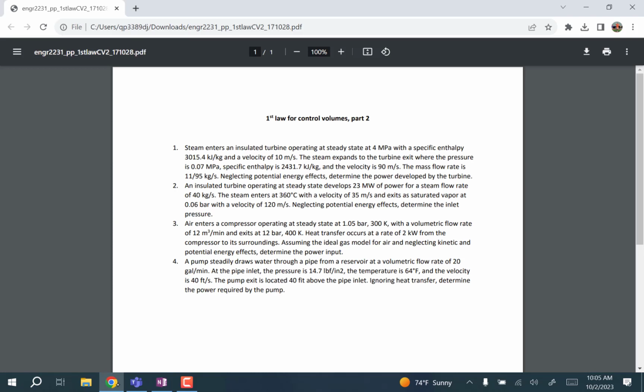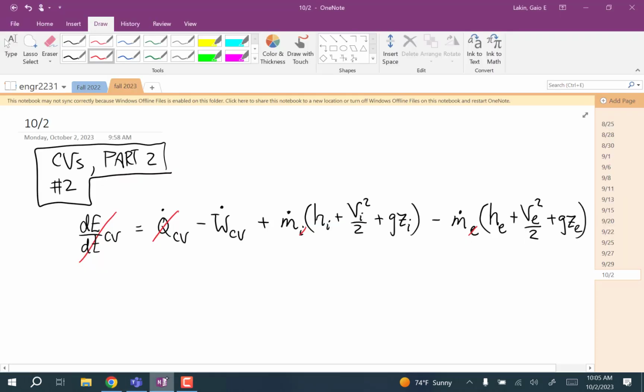It gives us speeds, so we're not going to want to throw away the kinetic energy term. Neglect potential energy effects. So cancel those. And now we'll fill in the stuff that we know.